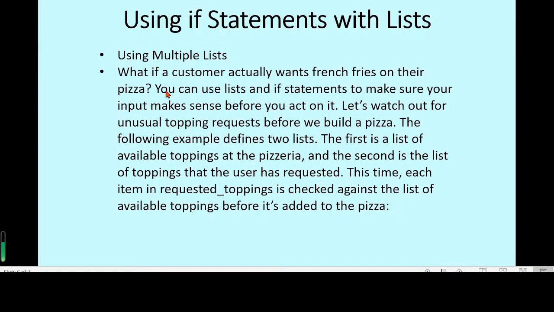Using multiple lists. What if a customer actually wants French fries on their pizza? You can use lists and if statements to make sure your input makes sense before you act on it. So let's watch out for unusual topping requests before we build a pizza. The following example defines two lists. The first is a list of available toppings at the pizzeria, and the second is the list of toppings that the user has requested. And this time, each item in requested toppings is checked against the list of available toppings before it's added to the pizza.